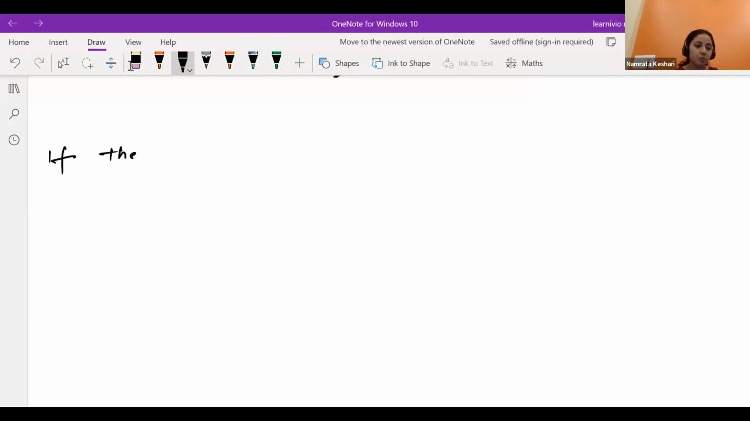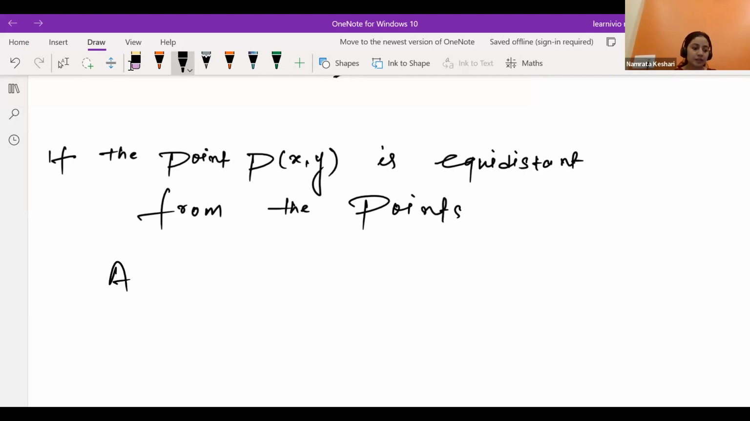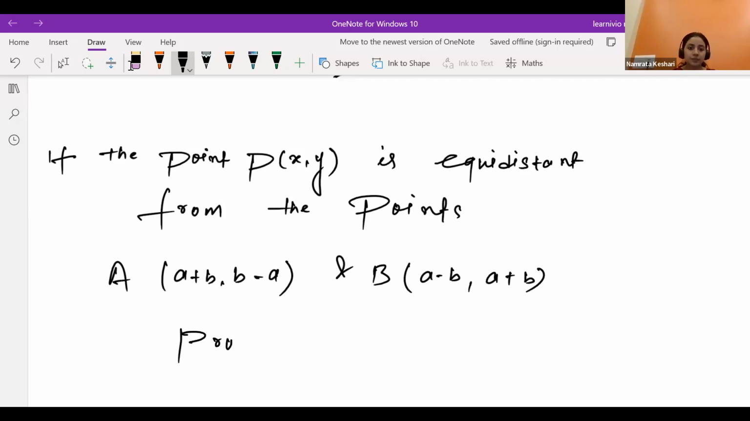If the point P is equidistant from the points A, that is a plus b, b minus a, and B, that is a minus b and a plus b, prove that bx is equal to ay. Please do it. Give me a moment.